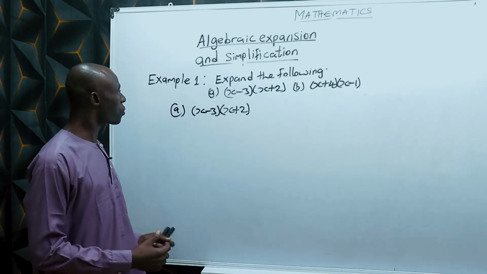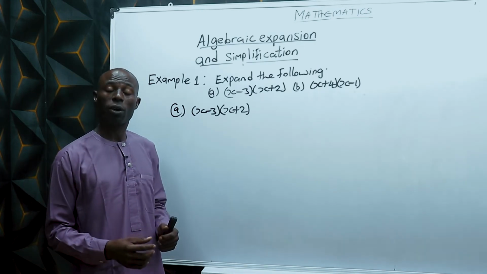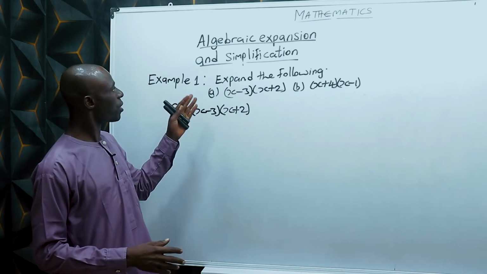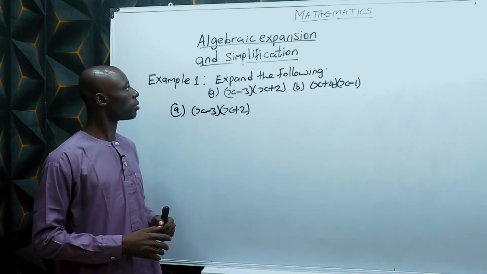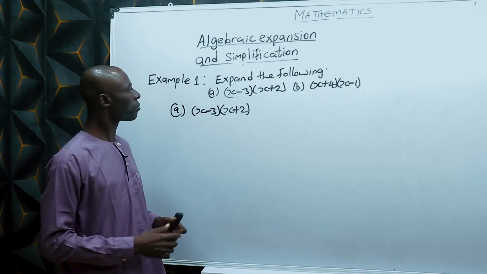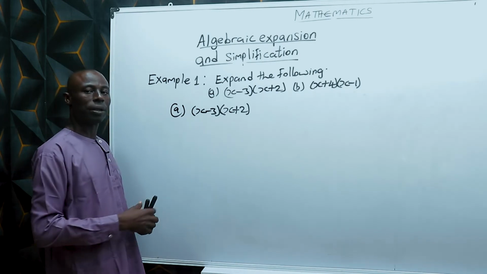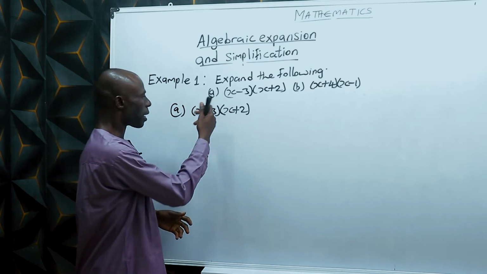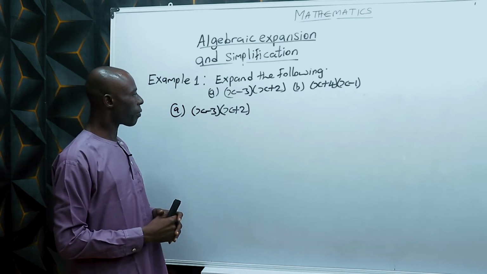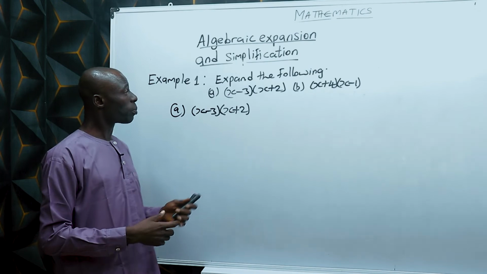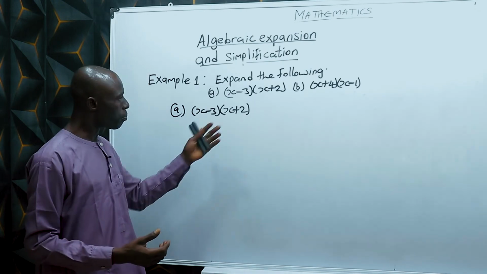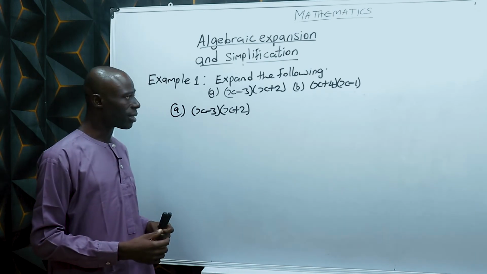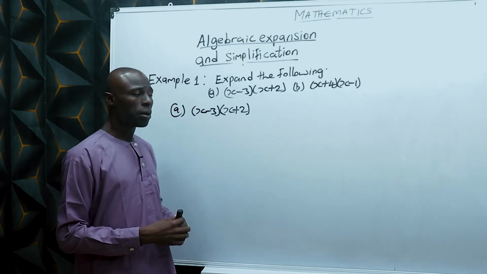Today, we are going to consider another subtopic under algebra, which is algebraic expansion and simplification. Example 1. Expand the following. A, x minus 3 in bracket into x plus 2 in bracket. B, x plus 4 in bracket into x minus 1 in bracket.